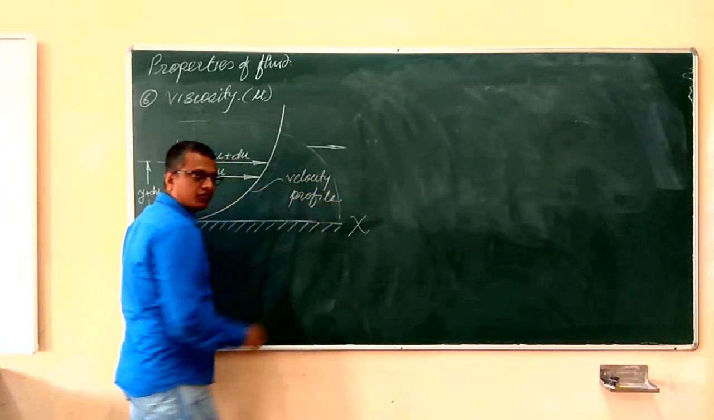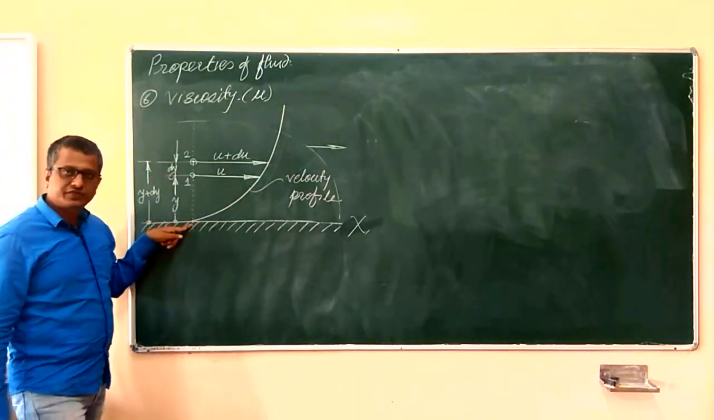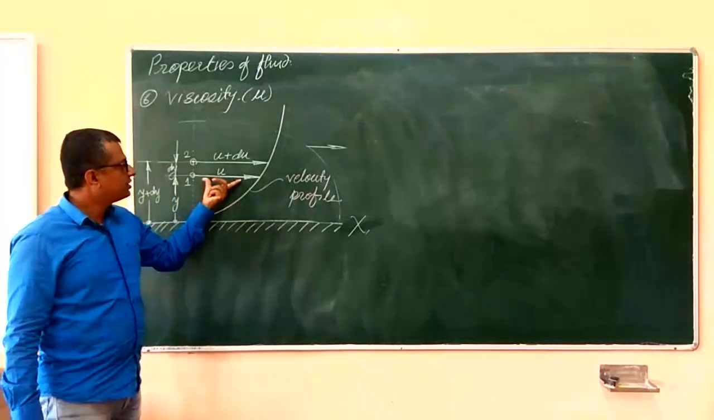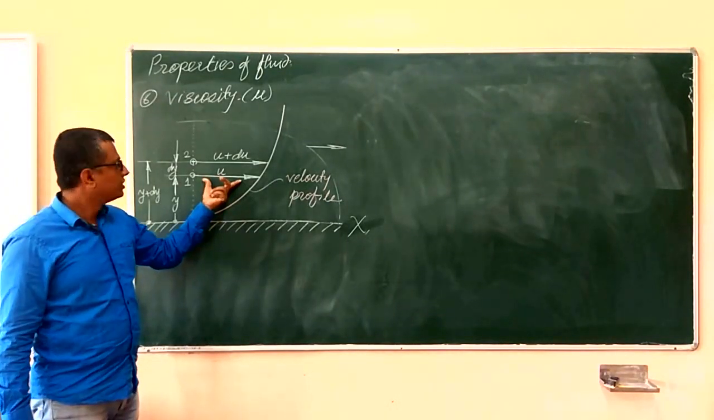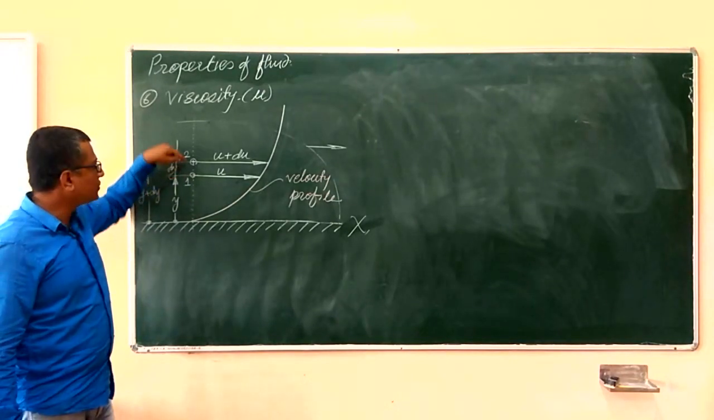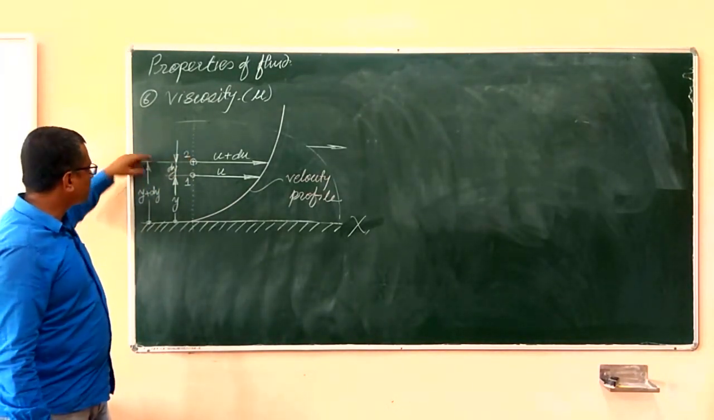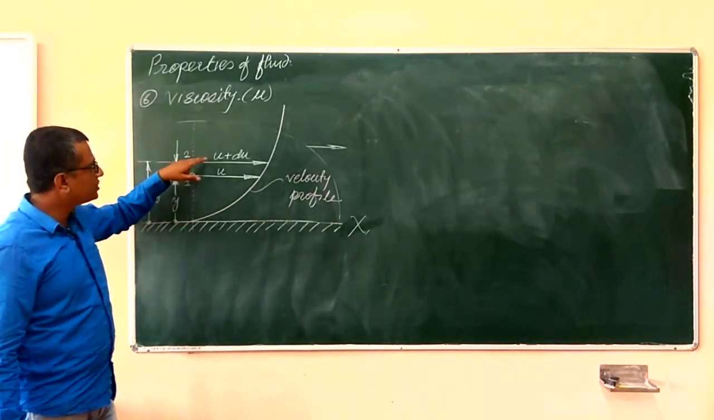This is the velocity profile. Next, at some distance y from the fixed surface, there is a fluid particle whose velocity is represented in the form of a velocity vector whose magnitude is equal to u. With a small increment in the distance y, we have one more fluid particle, named 2, which is at a distance of y plus dy from the fixed surface and has the velocity u plus du.